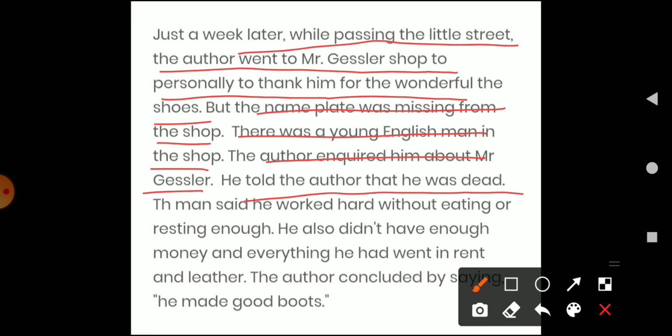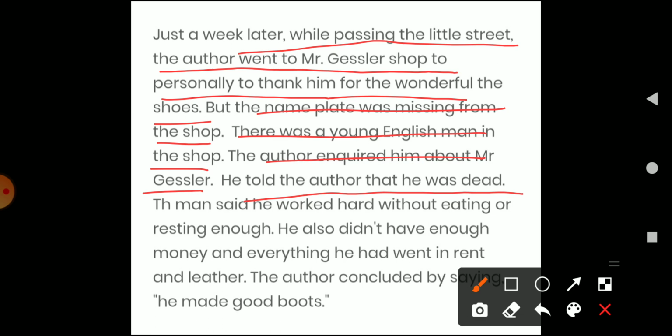So now what happened? Within a week, the author was passing by Mr. Gessler's shop, and he decided that he wanted to thank Mr. Gessler for the fine quality of work that he had been providing. So he decided that he would go there and thank him personally. And when he went to the shop, he saw that there was no nameplate of Mr. Gessler's shop. There was a young Englishman, so he asked him where the shop owner was and why the nameplate was not there.